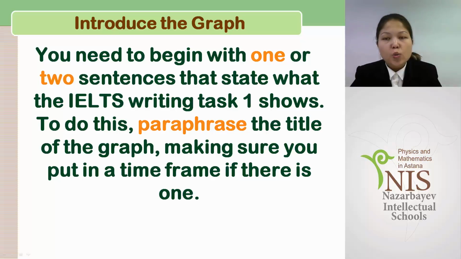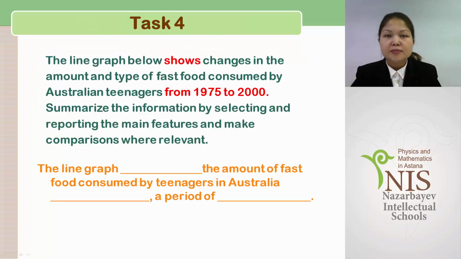You need to begin with 1 or 2 sentences that state what the IELTS writing task 1 shows. To do this, paraphrase the title of the graph, making sure you put it in a time frame if there is one. The line graph below shows changes in the amount and type of fast food consumed by Australian teenagers from 1975 to 2000. So you summarize the information by selecting and reporting the main features and make comparisons where relevant.